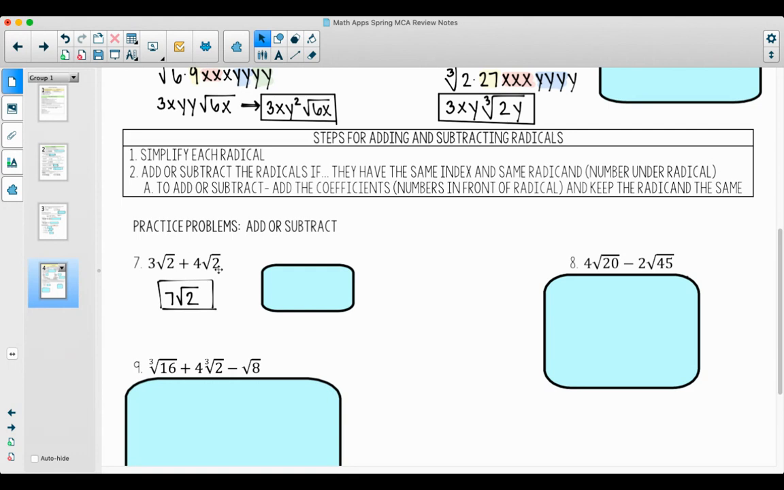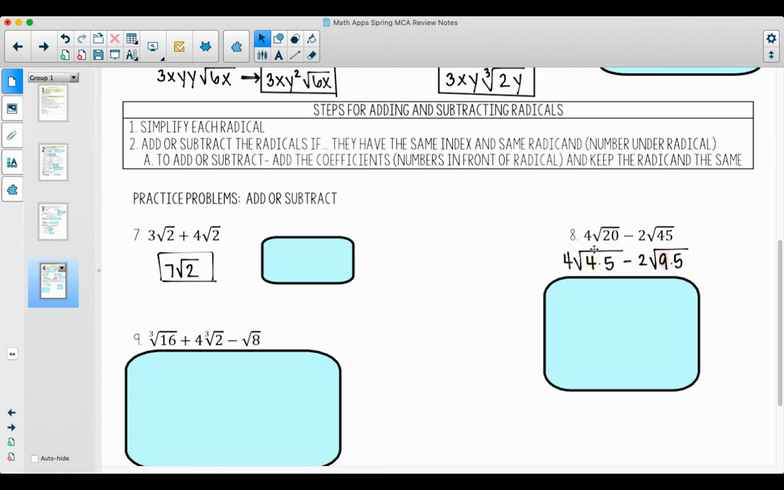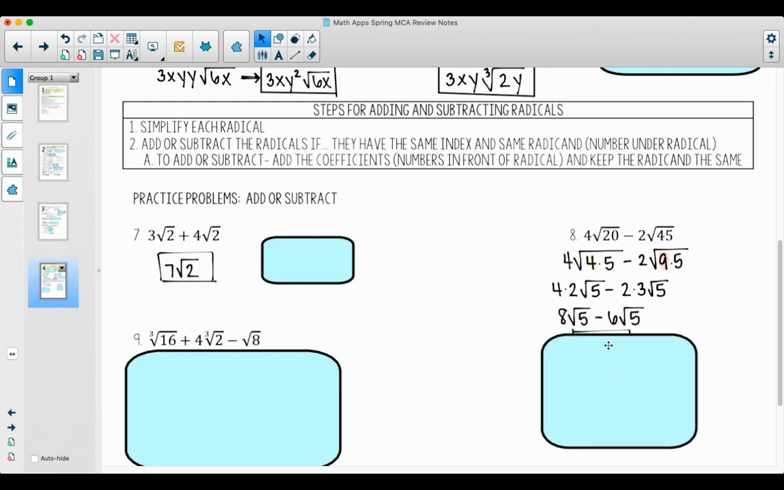In the next 2 practice problems, we're going to have to do some simplifying because we can see that there's a perfect square inside of 20 and inside of 45. So the first thing that I did is I rewrote it as 4 times 5 and 9 times 5. I'm going to take the square root of 4, which is 2, and I'm going to multiply it to the number that's already there. So we're multiplying it to the 4, and we're going to multiply the 3 times the 2. So my next line is 4 times 2, the square root of 5, minus 2 times 3, the square root of 5. Now I'm looking at 8 square root of 5 minus 6 square root of 5.